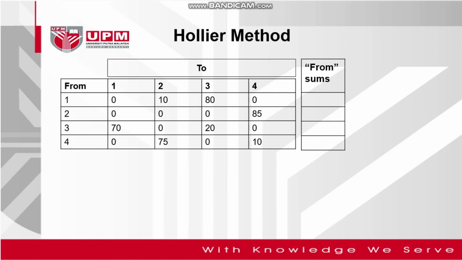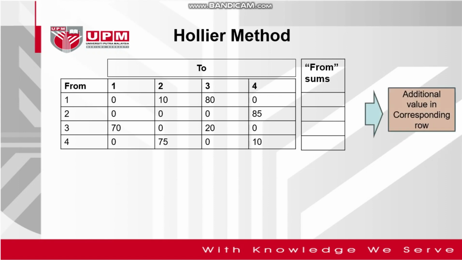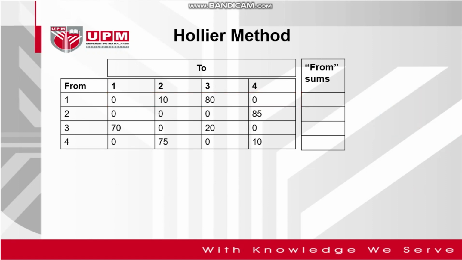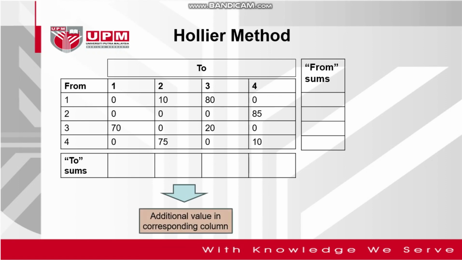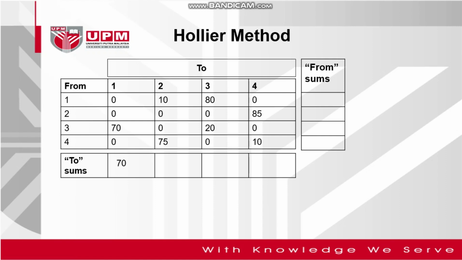And then next, we need to identify the from sum. How to get the from sum? We need to perform the addition of values in the corresponding row, so all these rows need summation. And then, how to get the to sum? We add the values in the corresponding column. From this table, we will do a summation for the to sum and also the from sum.